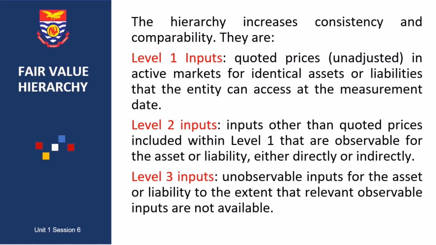Level 1, quoted prices. Level 2, input other than quoted prices. They are not quoted, but they are observable in the market, either directly or indirectly. But with the level 3 input, they are not quoted, they are unobservable too. And we have to use this to measure the value of the liability and the asset.